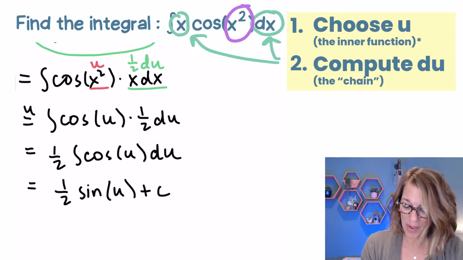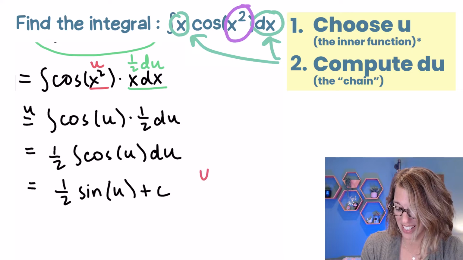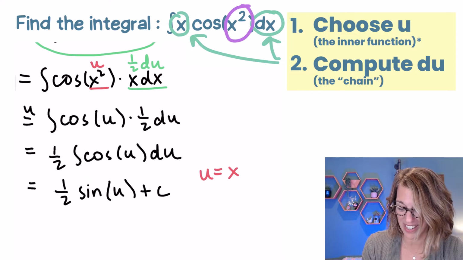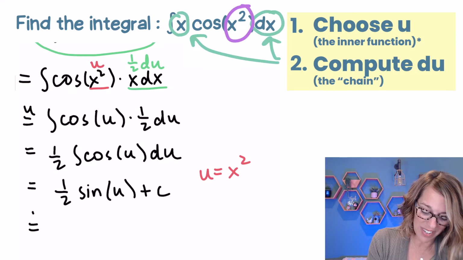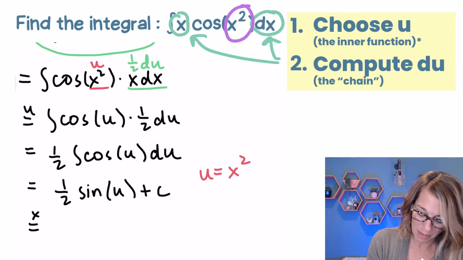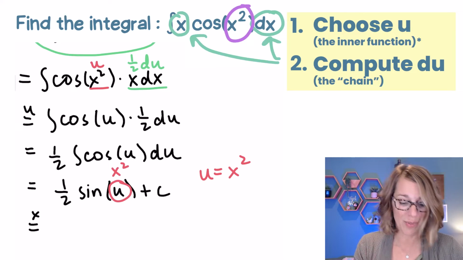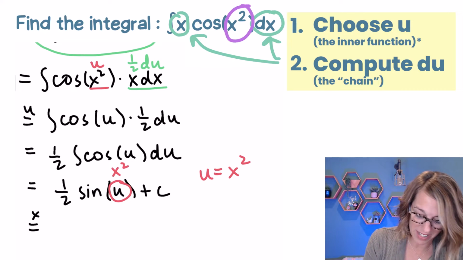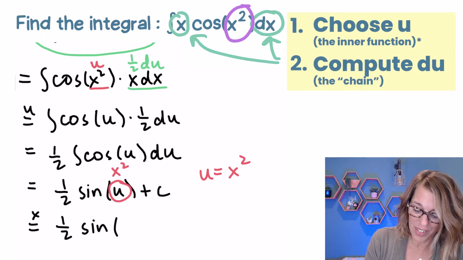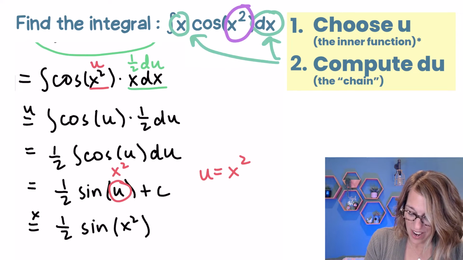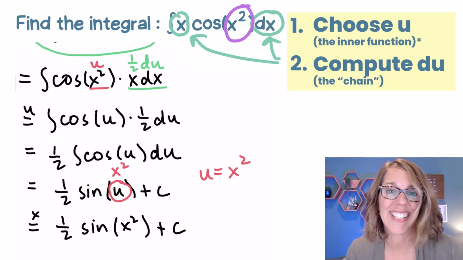So I'm going to go back to what my U-substitution was, and I had let u equal x squared. So I'm going to go back to x's, and I want to replace u with an x squared. Everything else will be in the right form for my answer. So I end up with a 1/2 sine of u, but that's x squared, and then plus a c.